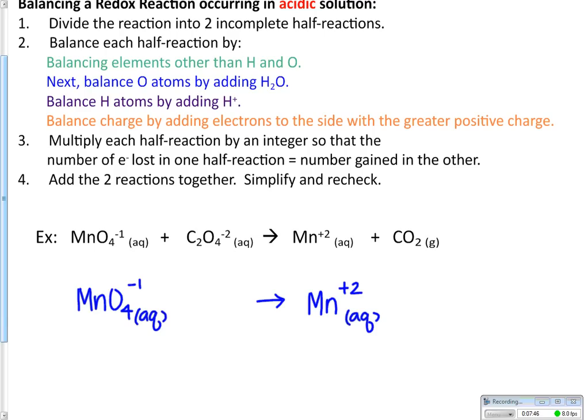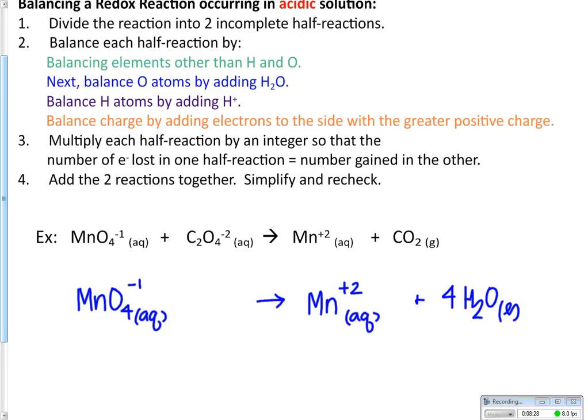Now, step 2 says to balance each half reaction. So before I even write the next half reaction out, I'm going to balance this one in blue that I've written. So it says to balance elements other than hydrogen and oxygen. So in this blue reaction, the only thing that's not oxygen is the manganese, and it's balanced right now. So I don't have to do anything with that. Then the next part is to balance the oxygen atoms by adding water. So on my left side of the equation, I have 4 O's. So that means on the right-hand side, I have to add 4 water molecules so that the O's are balanced.